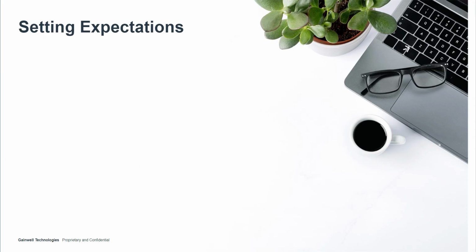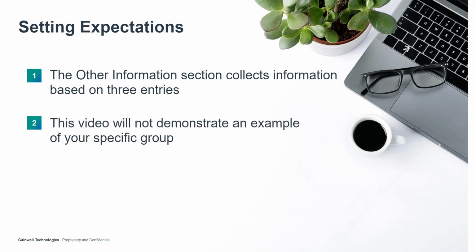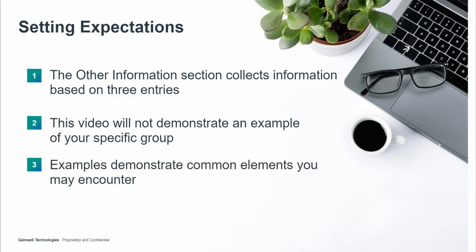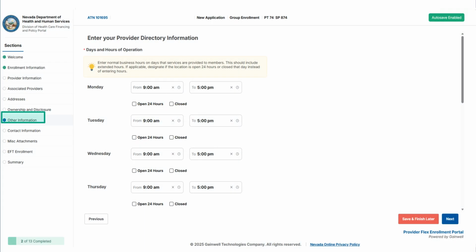Before getting into the demonstrations, let's set some expectations. The Other Information section fields depend on three main entries: enrollment type, provider type, and specialties. So, this video will not demonstrate the required fields for your specific group. You can, however, expect this video to cover common elements you may encounter. This section provides a step-by-step guide for entering common elements for a group's other information, including provider directory and supervision.